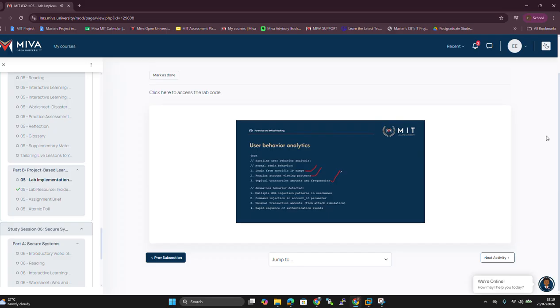And then for anomalous behavior, when you see something like multiple SQL injection patterns in usernames, for instance, or you find command injection in the account ID parameter, an unusual transaction amount, or a rapid sequence of authentication events, these are what we may call indicators of compromise. So either the system has been compromised or there are attempts to compromise the system. So in that case, we have anomalous behavior.